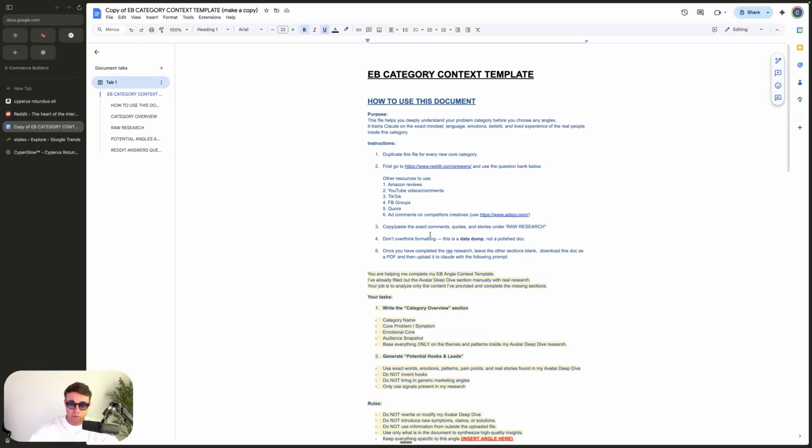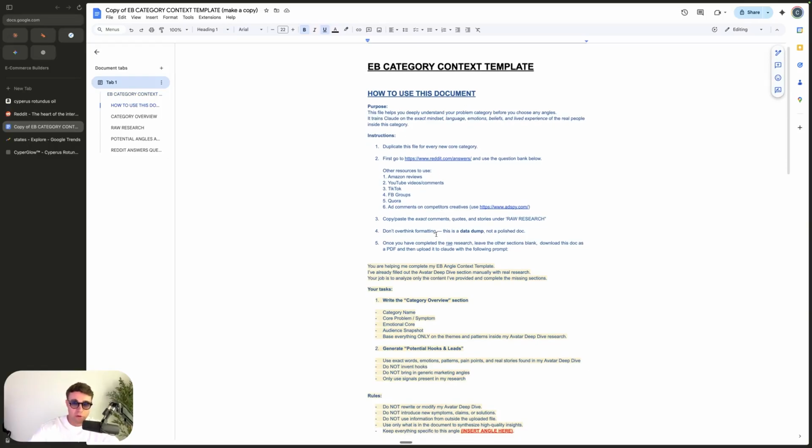But essentially, let's quickly run through what this document actually contains. First of all, how to use this document and what we're using it for, what's the main purpose here. This helps us deeply understand your core problem category before you choose any angles. It trains Claude, or whatever other LLM you're going to be using, on the exact mindset, language, emotions, beliefs, and lived experiences of the real people inside of this category.